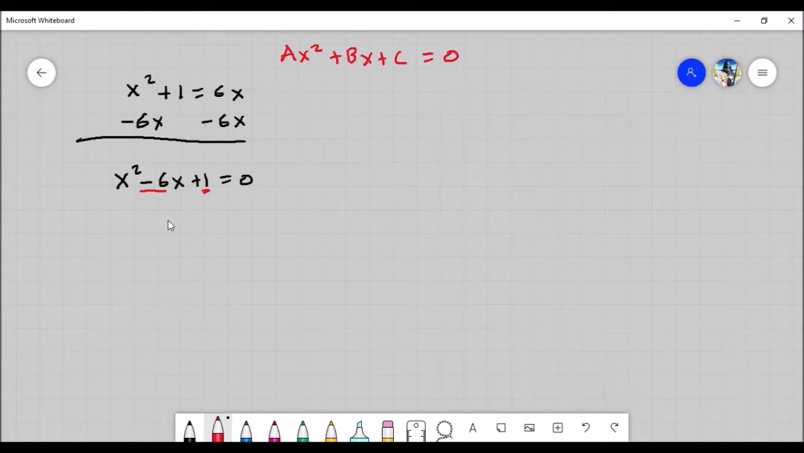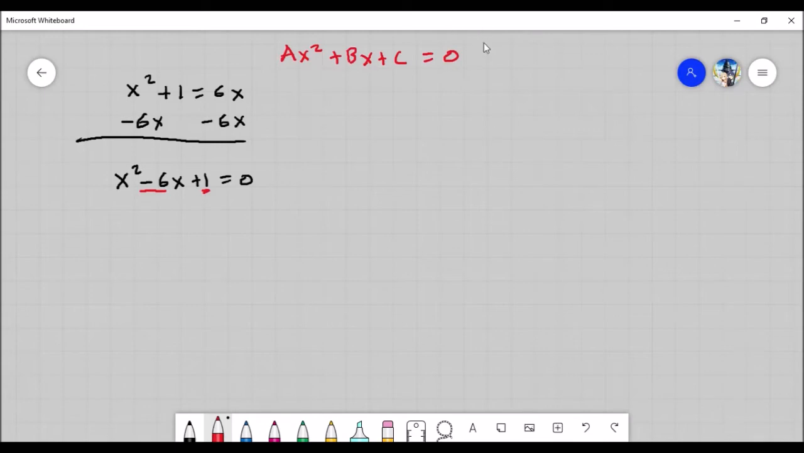So if we're looking at it, the only two numbers that will multiply to give you a positive 1 are a positive 1 and a positive 1. And those two numbers cannot give me a negative, let alone a negative 6. So right off the bat, I know it can't be factored. If we were asked the question, is this equation factorable, we would say no. But we're looking to solve it. So it's not factorable, and we need to move on to use the quadratic formula.